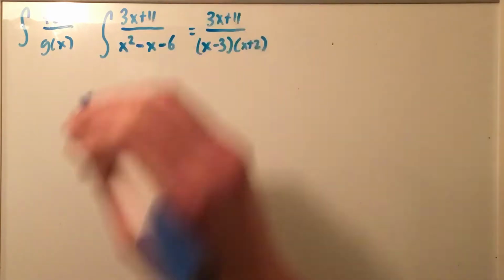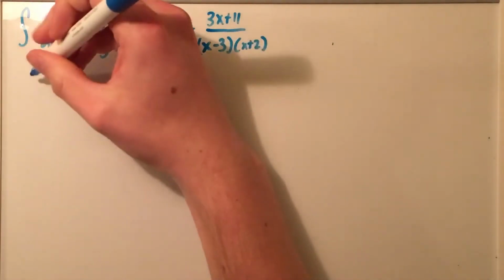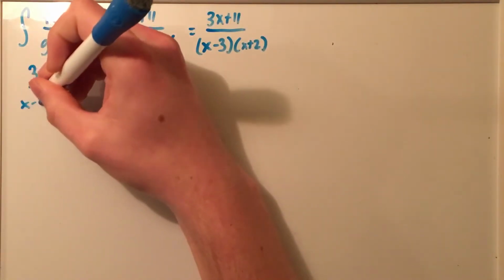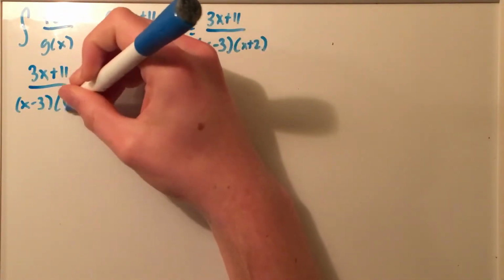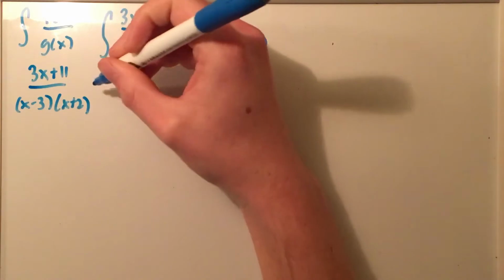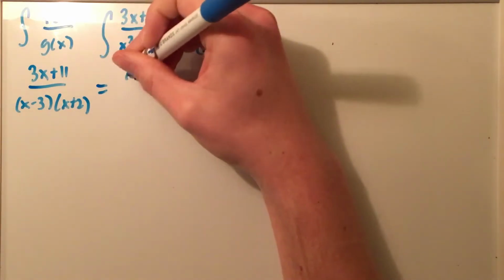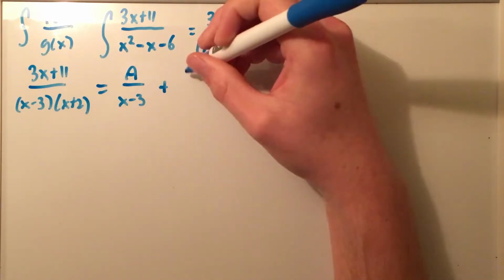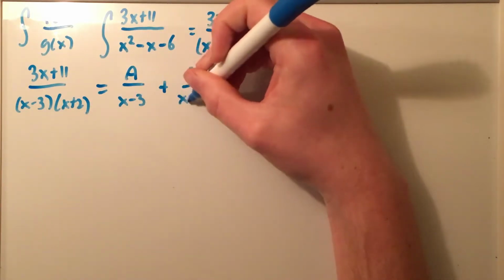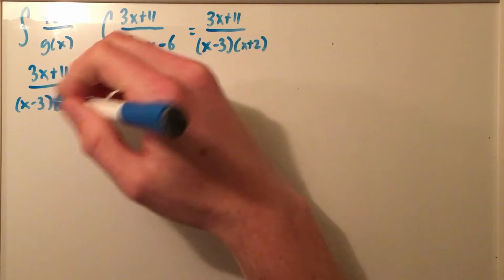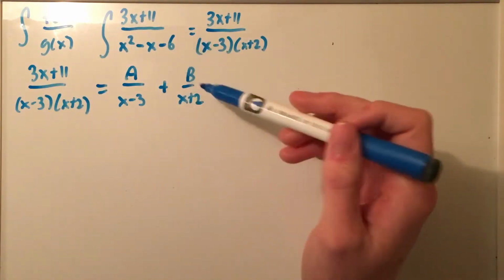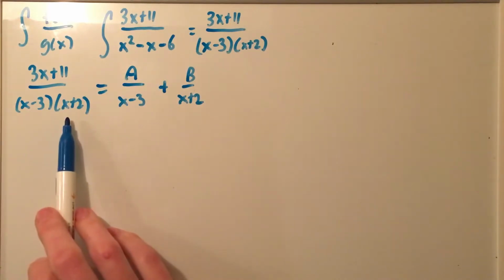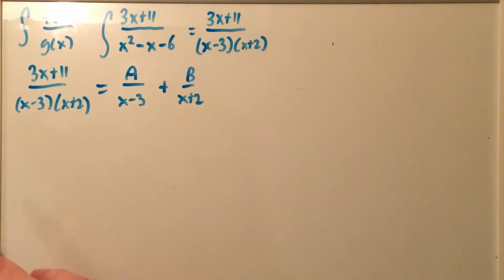I'm going to bring this down here, and we're going to make 3x plus 11 over x minus 3 times x plus 2 equal to a over x minus 3 plus b over x plus 2, because those are the two factors in the denominator. The reason you use single variables here is because these are both linear factors on the bottom, x minus 3 and x plus 2.